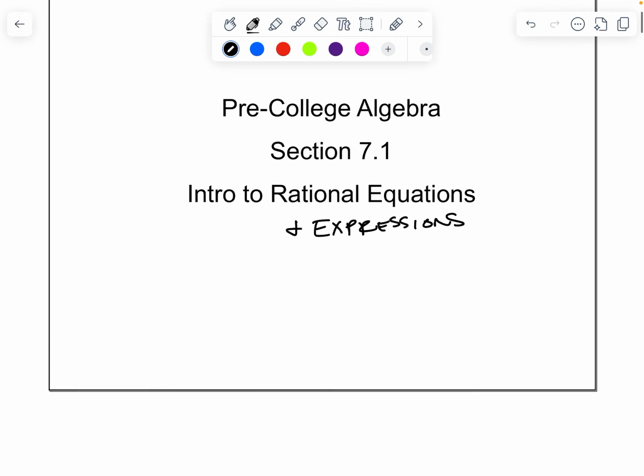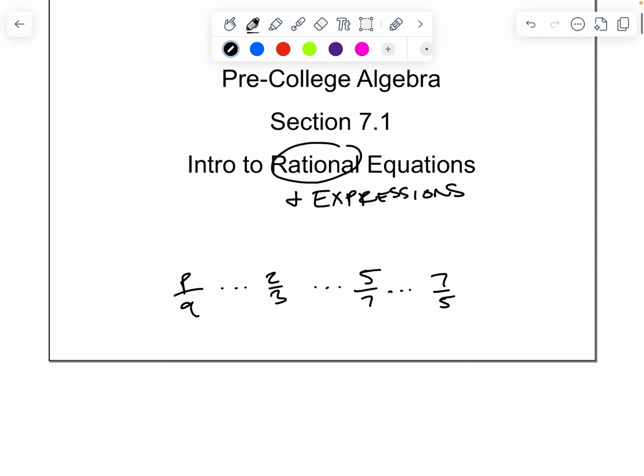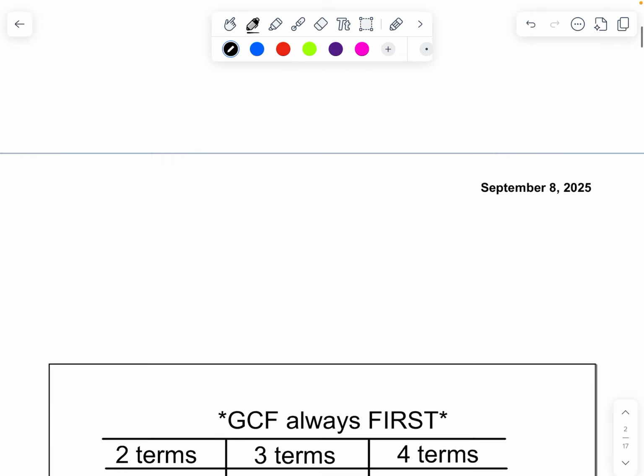A rational number is a number that is a p over q number. So like 2/3 is a rational number. 5/7 is a rational number. 7/5 is a rational number. A rational expression is one that has polynomials on top and bottom. So I could have something like 2x squared plus 5x plus 7 over 3x squared plus 7x plus 5, using the same coefficients. This is a rational expression because it is a ratio of polynomials.